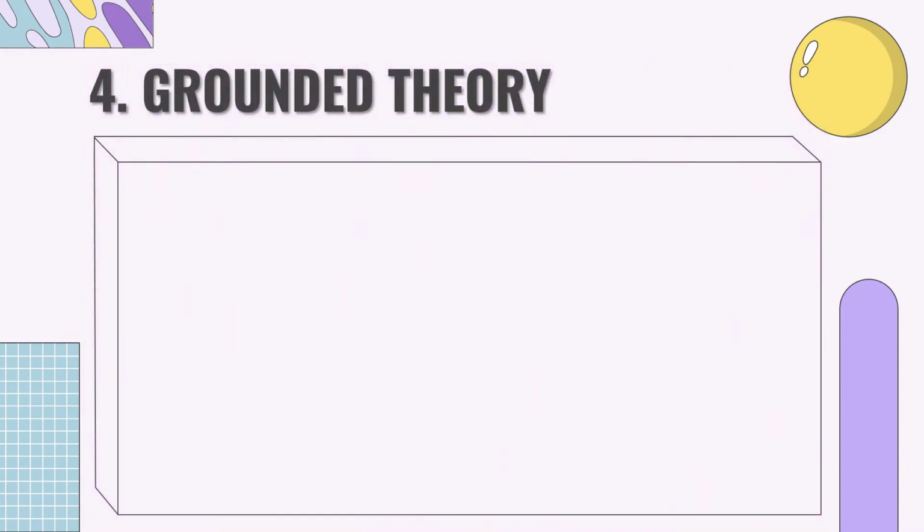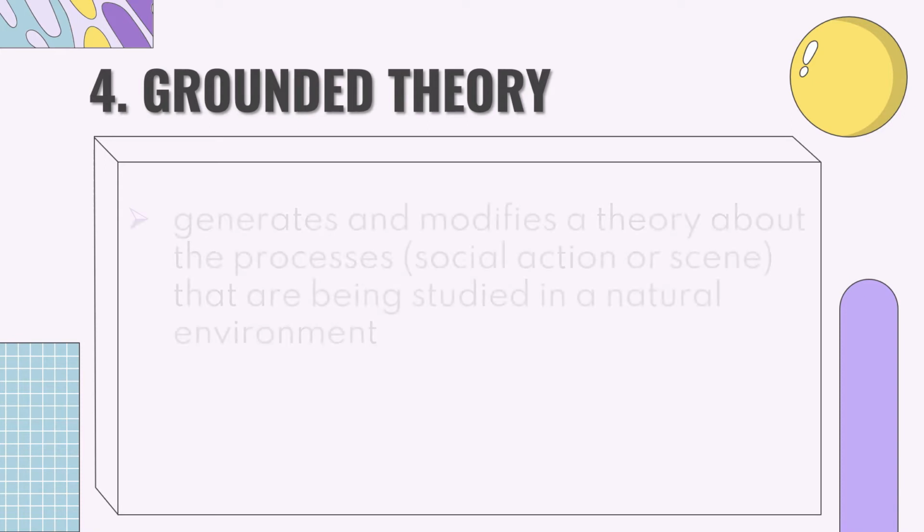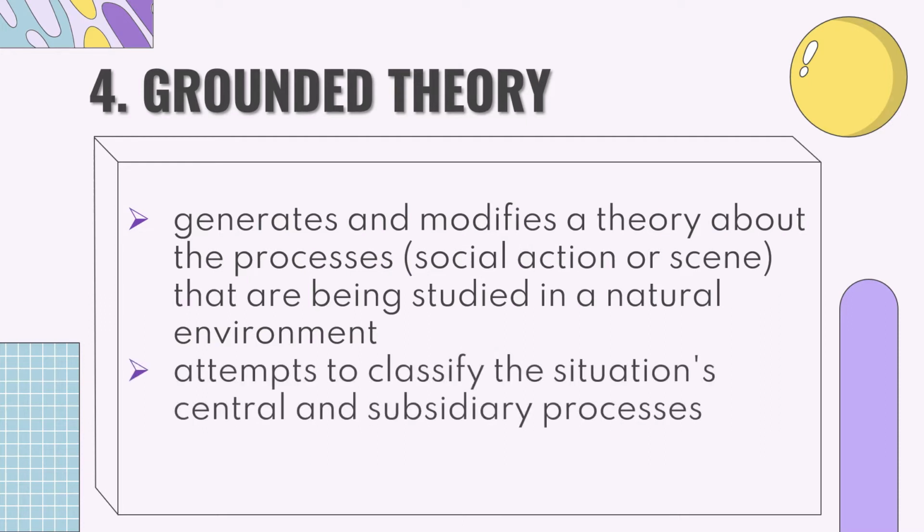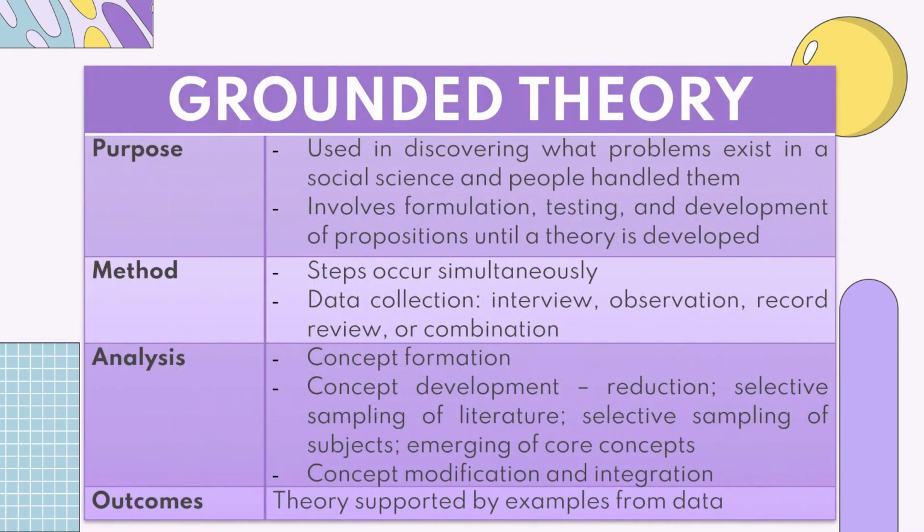The fourth type of qualitative research design is grounded theory. It generates and modifies a theory about the processes that are being studied in a natural environment. It also attempts to classify the situation's central and subsidiary processes. The main goal of a grounded theory is to develop a theory about the processes under investigation in a natural setting. It is very useful in areas where little is known or when a new perspective is needed. Grounded theory as a qualitative research design can be described as follows.